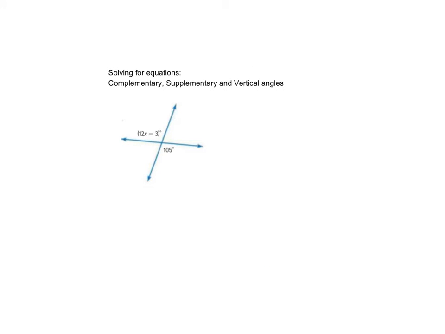Now let's practice. The first thing I have to do is figure out what type of angle I have. I have an angle here and the angle across from it, so these are vertical angles. I know that I can set up an equation with the two sides equal to each other. One angle is 12x minus 3, and the other side is 105 degrees. So there's my equation: 12x minus 3 equals 105 degrees.